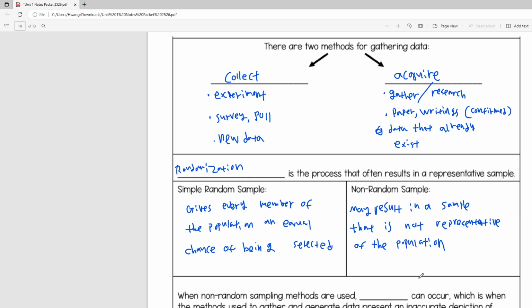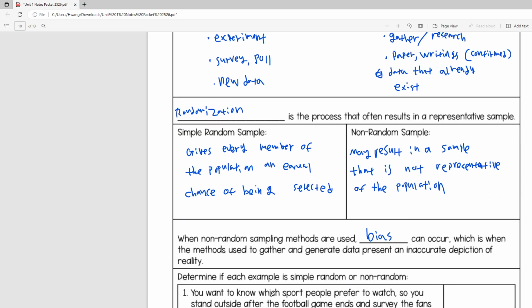And as you keep having a non-random sample, then bias can occur. Bias is when the methods used to gather and generate data present an inaccurate depiction of reality. So you can say it's like favored data, and that should not happen. Data should be fair, and that represents good data, and we can trust the data. But like I said, if you do a non-random sample, then a bias can occur.